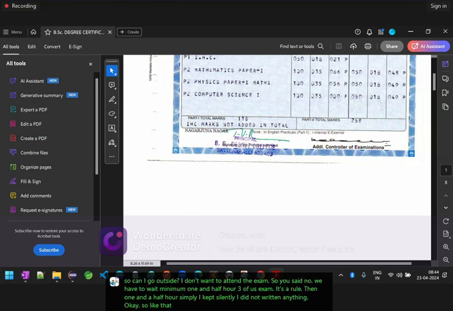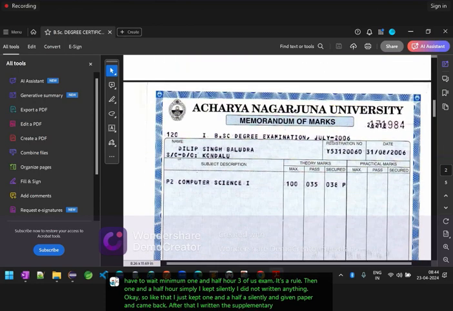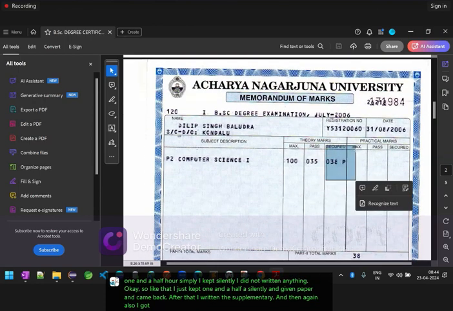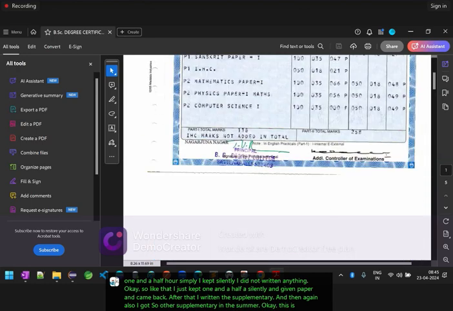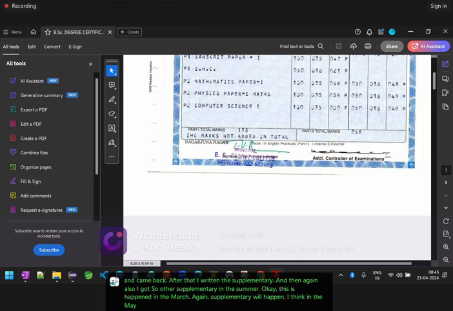Okay, so like that, I just kept 1.5 hours silently, gave the paper and came back. After that, I failed the supplementary. In the summer, this happened in March. Again, the supplementary would happen, I think, in May. For this one month, I attended special classes to clear this exam. Which exam? Computer science only.